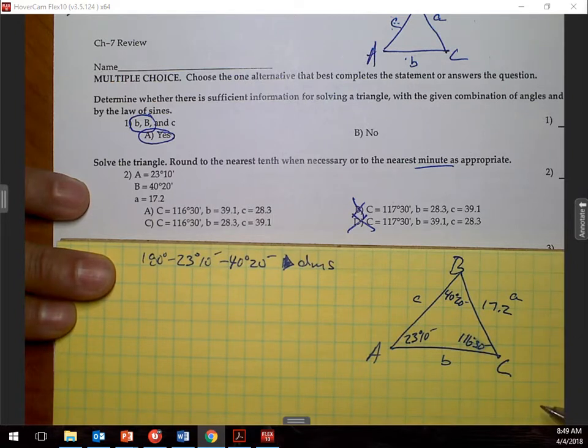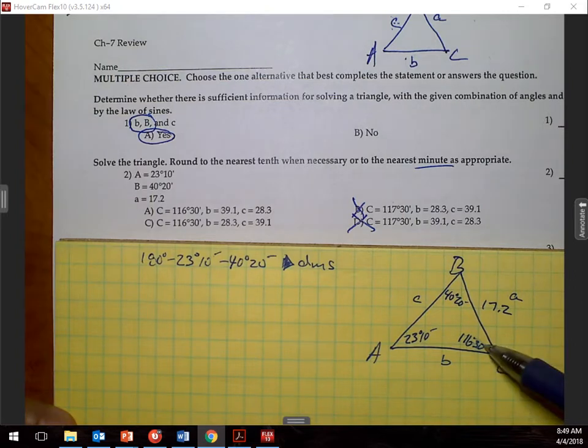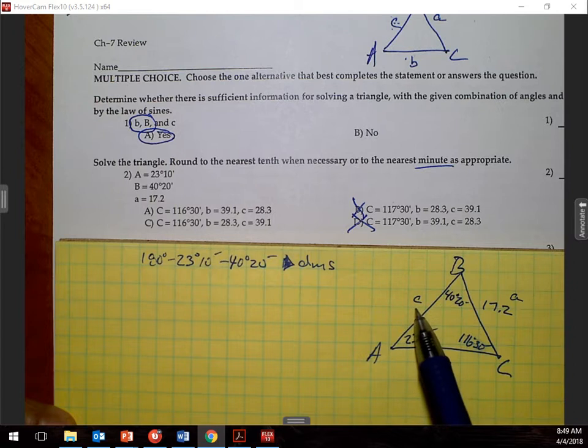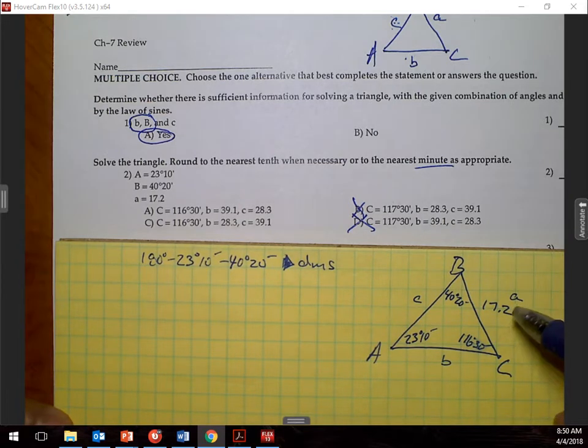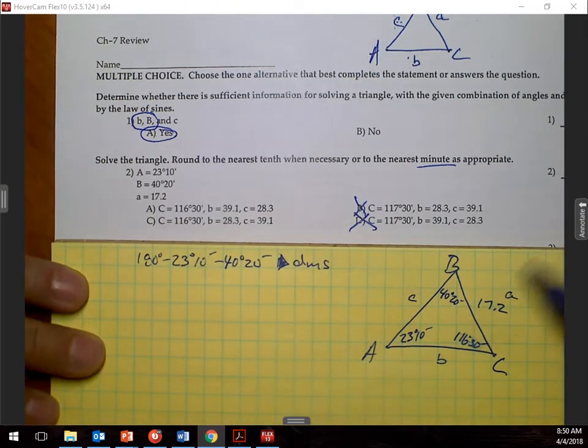Mr. Patrick? Yes. Would you even really have to do that? Because you did say that the biggest angle is going to go with the biggest side. So the answer choice is C. Why? Because the biggest angle has to match with the largest side. Ooh, very good. You guys learned something. I'm all proud.